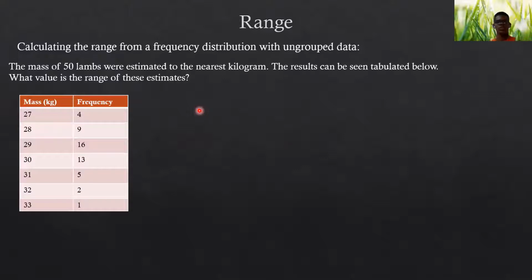So let's look at an example with a frequency distribution or frequency table. The mass of 50 lambs, right away, you know your total frequency is 50. Can't go wrong. They were estimated to the nearest kilogram. The result can be seen in the table below. What value is the range of these estimates?